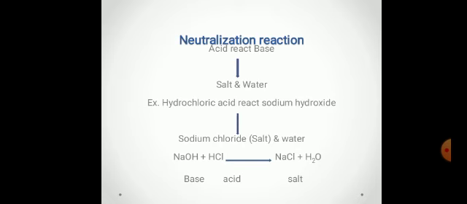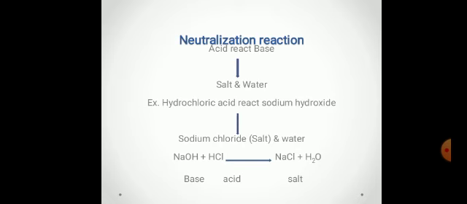So what is a neutralization reaction? Acid reacts with base and forms salt and water. It is a neutralization reaction. For example, when HCl, hydrochloric acid, reacts with NaOH, sodium hydroxide, it produces sodium chloride, which is a salt, and water.